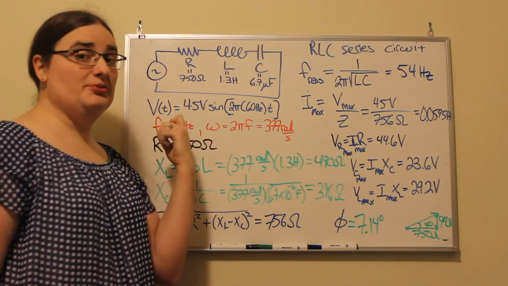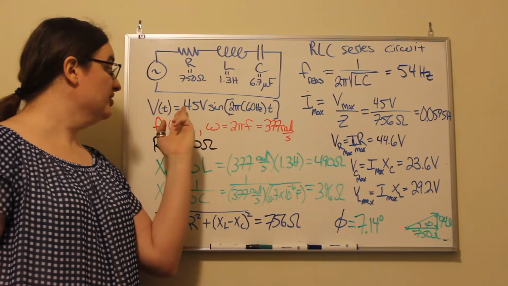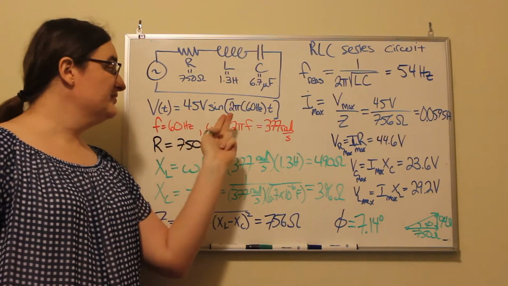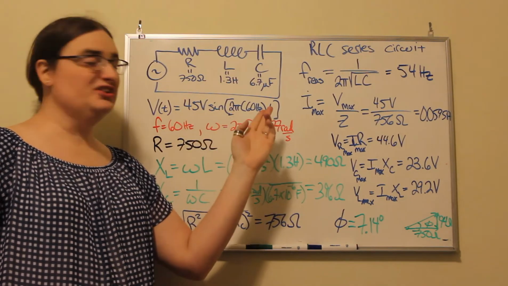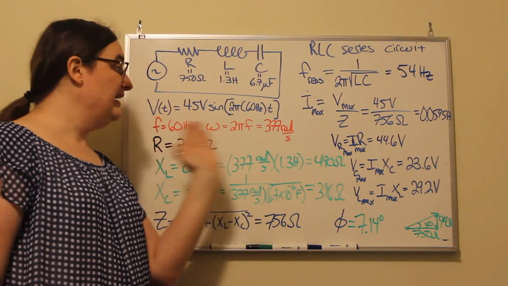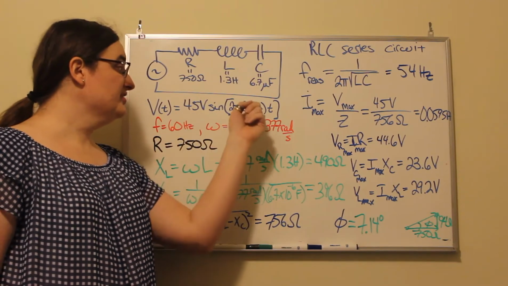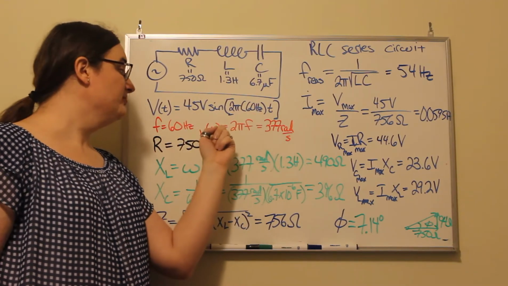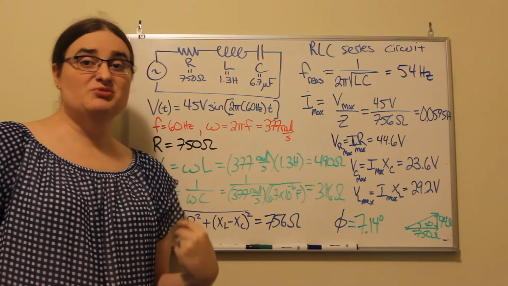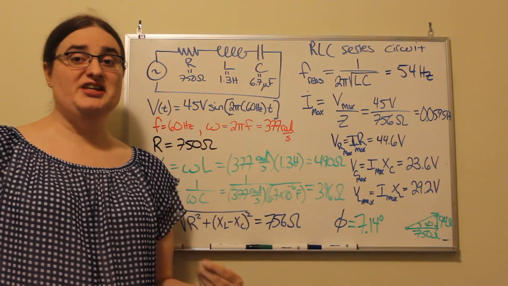So we have a power supply, and our power supply is putting out a voltage of 45 volts times the sine of 2 pi times 60 hertz times time. So it's a sinusoidally oscillating system with a frequency of 60 hertz, and if the frequency is 60 hertz, omega, which is 2 pi times the frequency, is going to be 377 radians per second.